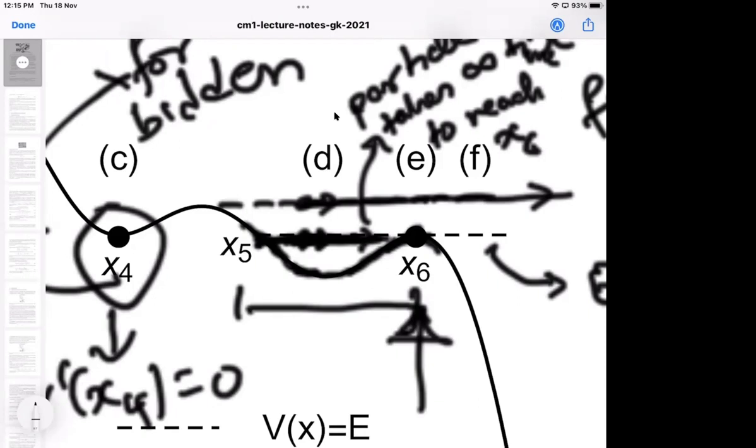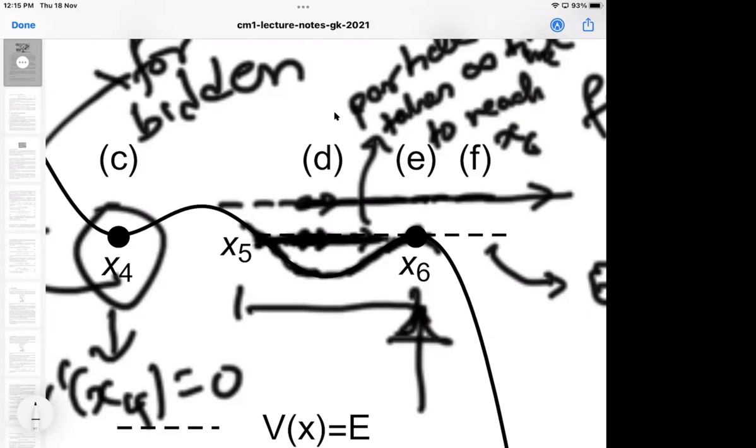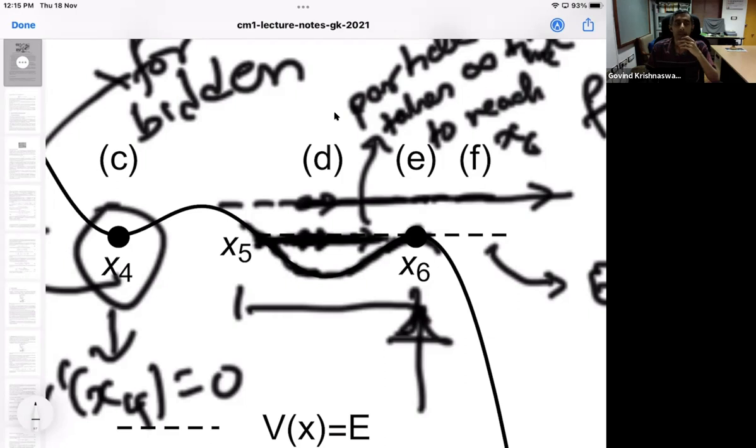Yes, please, Rajdeep. So could you explain the second solution to this, the one that ends in x6? Could you explain it one more time? Okay, let me do this once again.